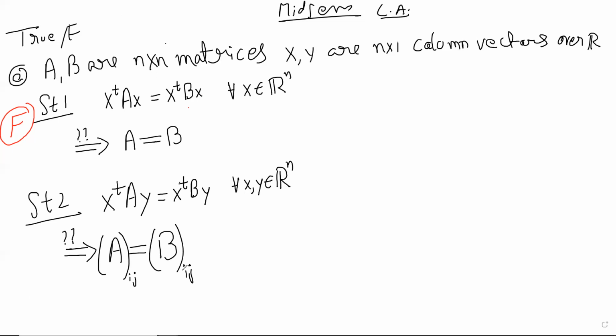Now I wanted to choose X and Y such that I get the ijth entry of both A and B. So I wanted to choose X and Y in that way. So let's start. Let's write A equals A11, A12, A21, A22. I won't be writing B. I'll only write A, and you should explain to us only using A.